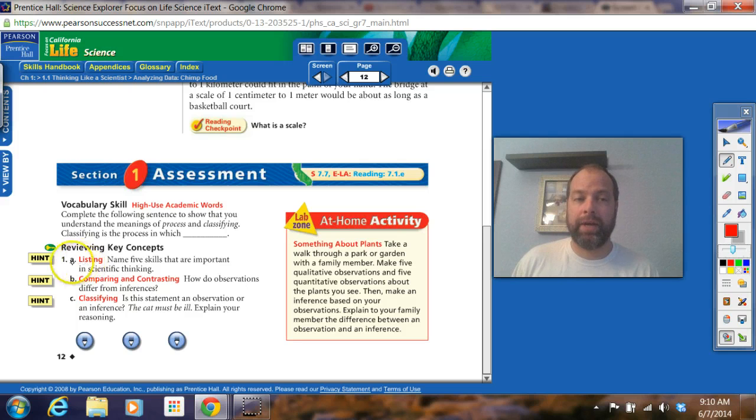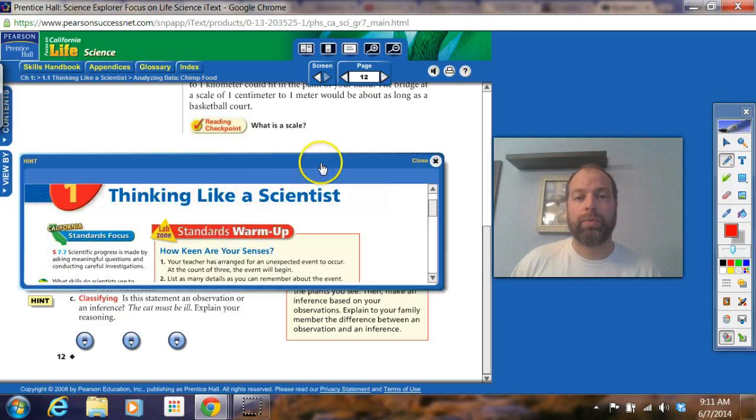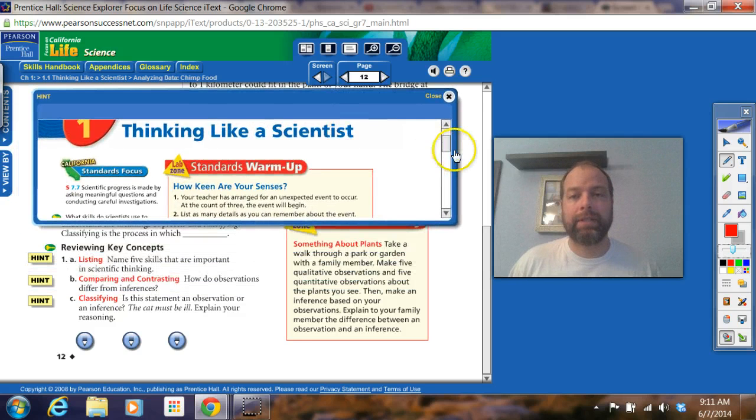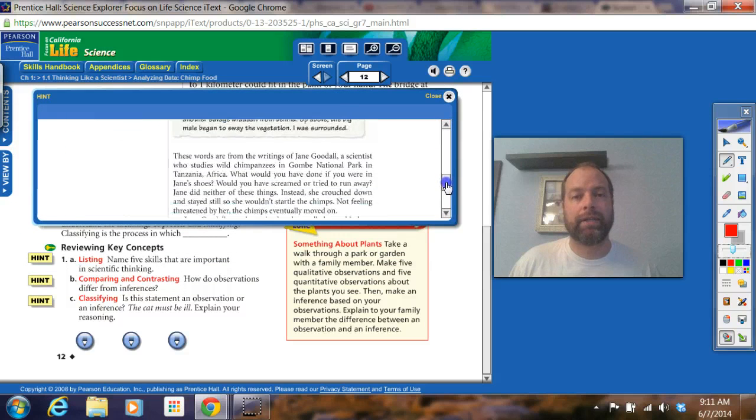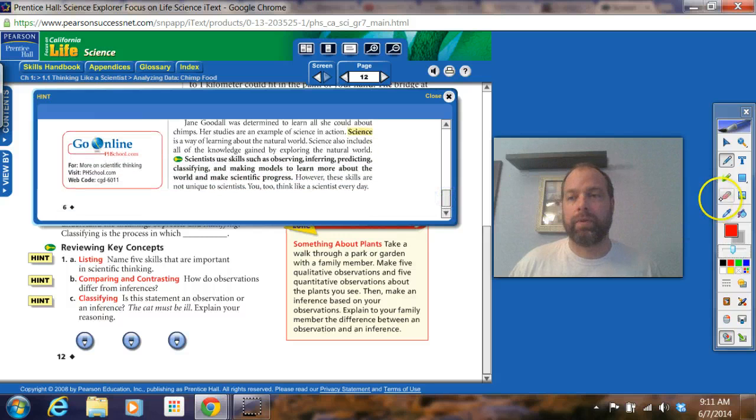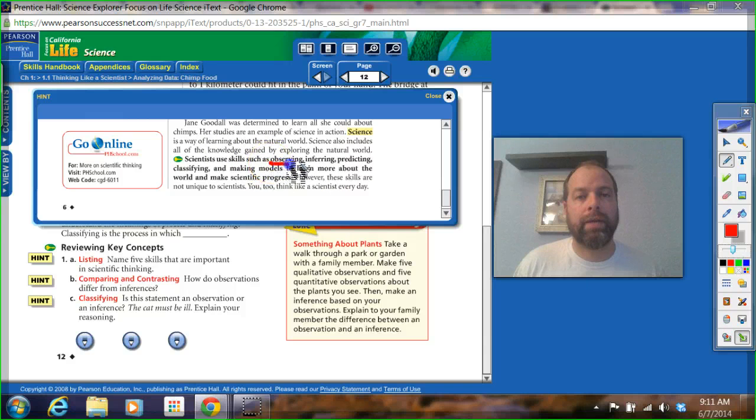Well, if you remember the video, if you looked at the reading and remembered the reading, you will know that the 5 skills that are important for scientists are as follows. We have observing, inferring, predicting, classifying, and finally making models. So these are the 5 skills that are very important for scientists.